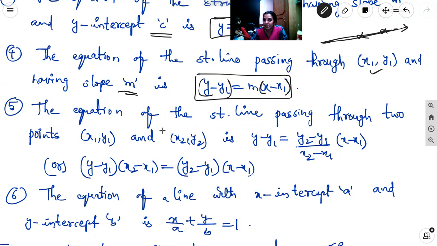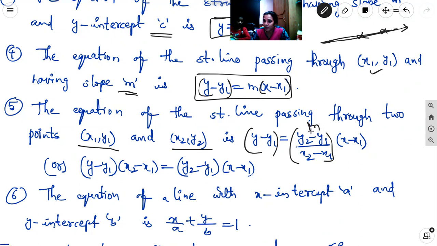If the line passes through two points, one is x1, y1 and another is x2, y2, then the line equation is y minus y1 equal to y2 minus y1 by x2 minus x1 into x minus x1. Here we know that the slope is m equal to y2 minus y1 by x2 minus x1 when we know the two points.